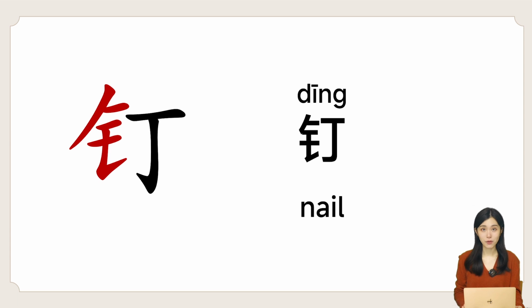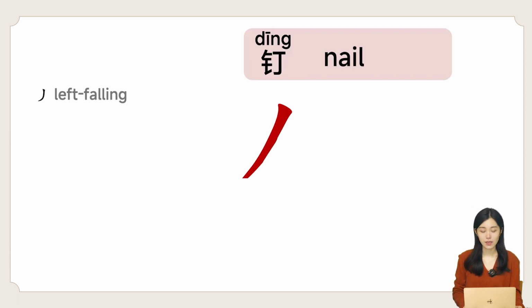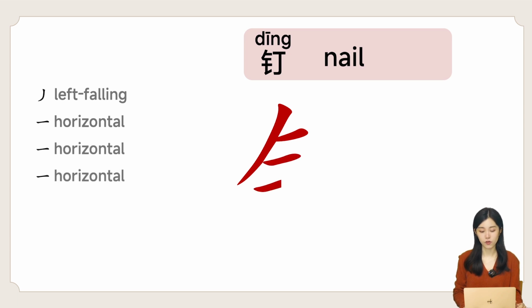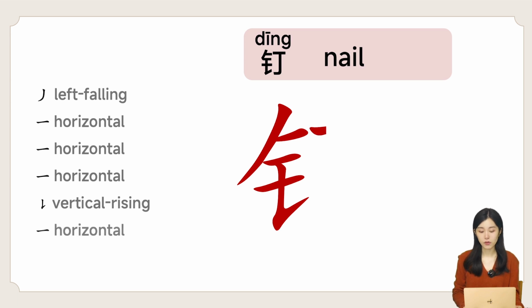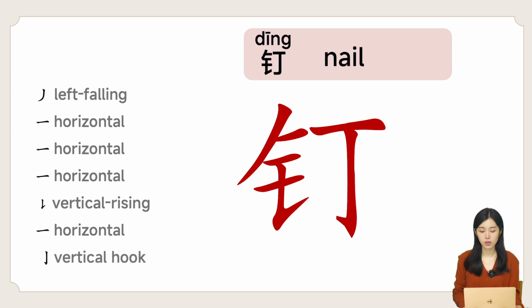First we write the metal radical, the left falling, the horizontal stroke on the top, the horizontal stroke below it, and then another horizontal stroke. The last stroke of the metal radical is a vertical rising. Now move on to the right part. First we write the horizontal stroke on the top, and then the last stroke, a vertical hook. Write it all at once without stop.